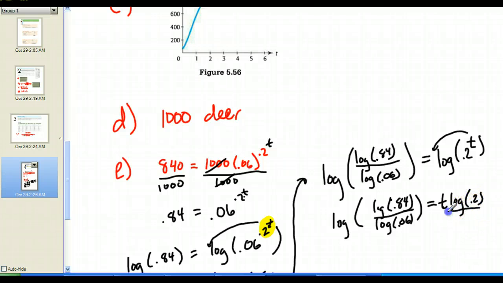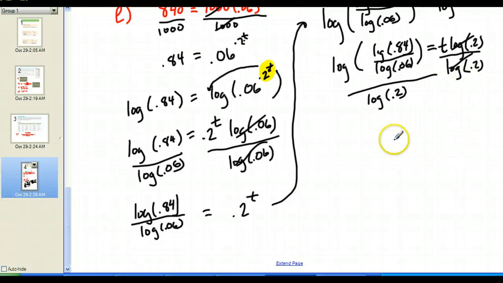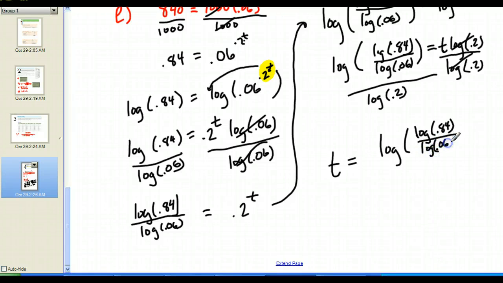Now last thing, divide both sides by the log of 0.2. And you've got t exactly. Right, your exact answer, t is equal to exactly the log of 0.84 divided by the log of 0.06, all of that divided by the log of 0.2. Alright, I'm going to throw that in my calculator and get a good approximation.